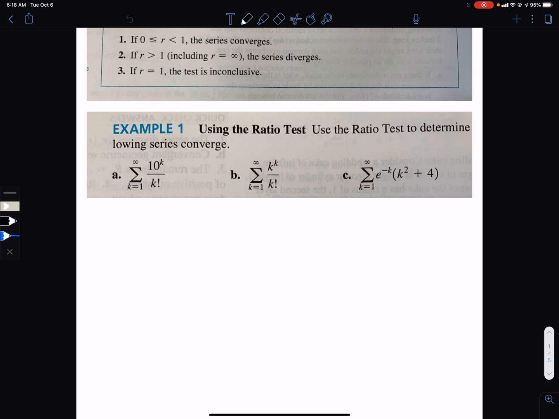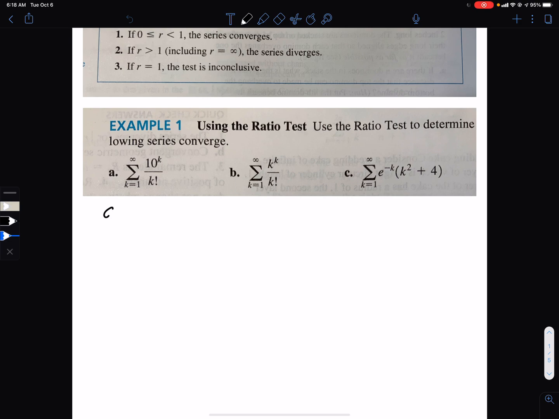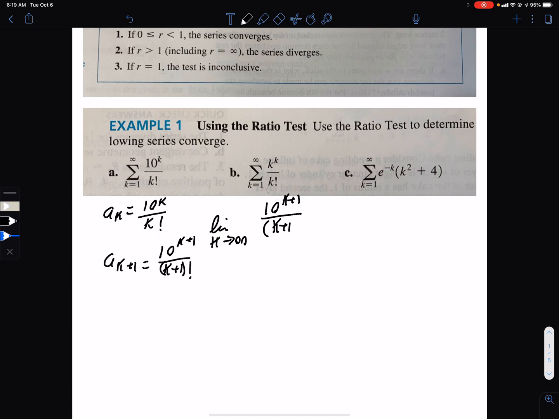Letter A, we need to find, well, a sub k is just 10 to the k over k factorial. So a sub k plus 1, you replace all the k's with k plus 1. Now you find the ratio and take the limit. So we're going to take the limit as k goes to infinity, and we put the k plus 1 term on top, and we divide it by the original.